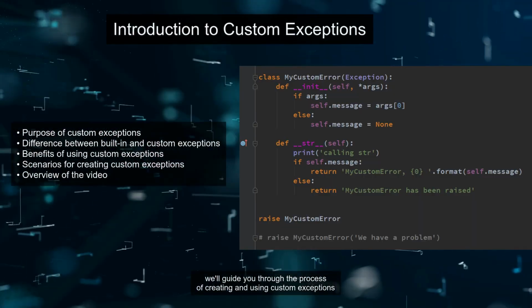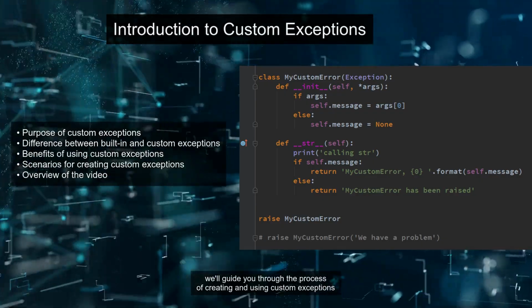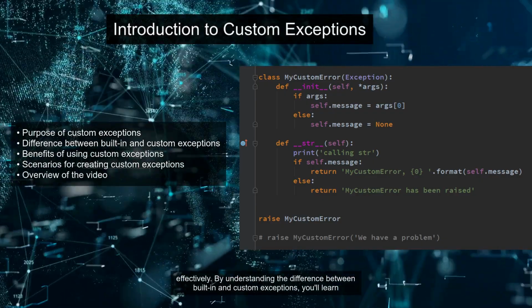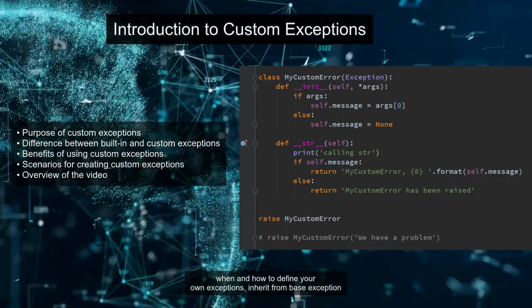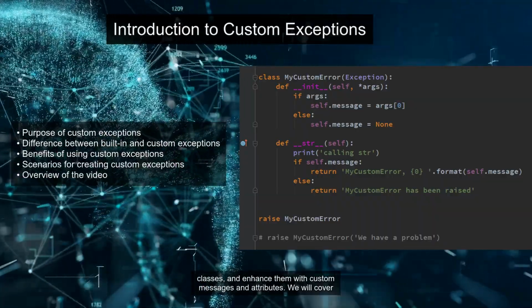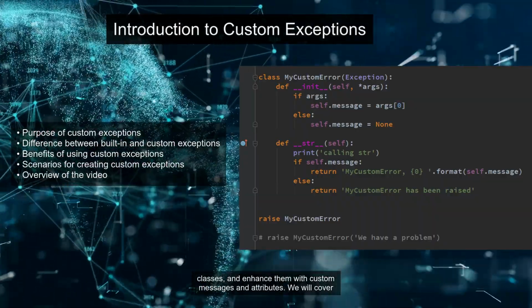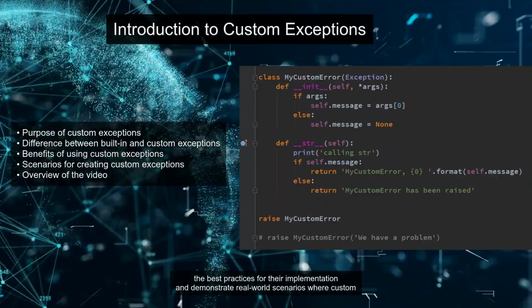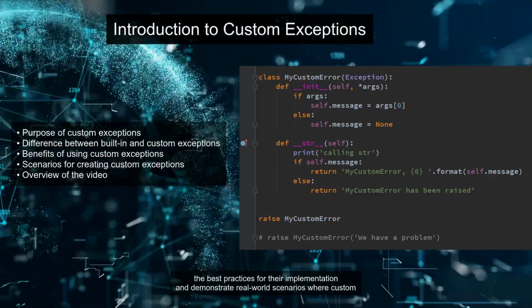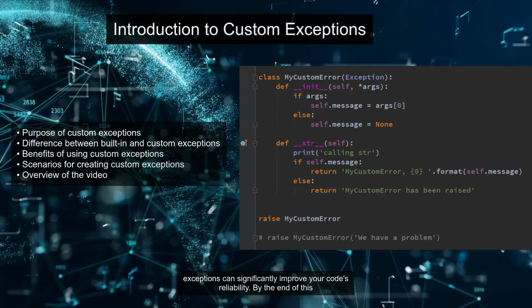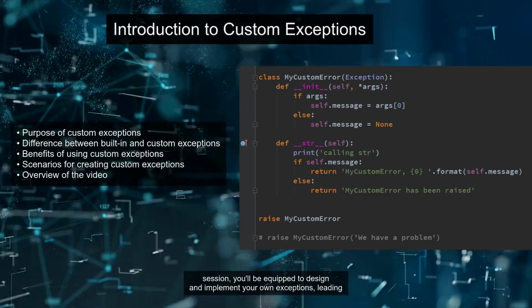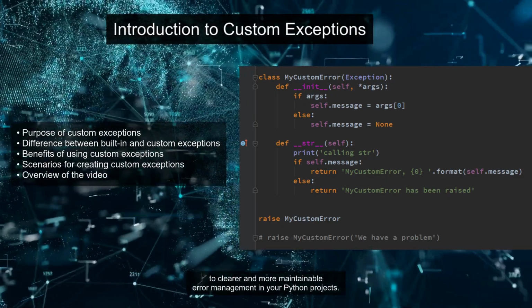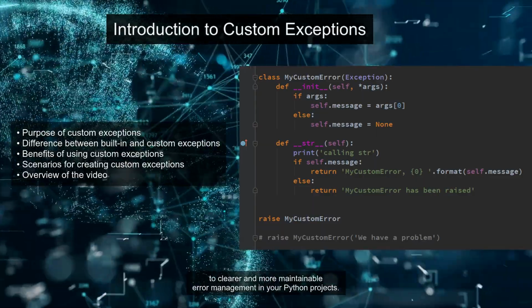In this video, we'll guide you through the process of creating and using custom exceptions effectively. By understanding the difference between built-in and custom exceptions, you'll learn when and how to define your own exceptions, inherit from base exception classes, and enhance them with custom messages and attributes. We will cover the best practices for their implementation and demonstrate real-world scenarios where custom exceptions can significantly improve your code's reliability. By the end of this session, you'll be equipped to design and implement your own exceptions, leading to clearer and more maintainable error management in your Python projects.